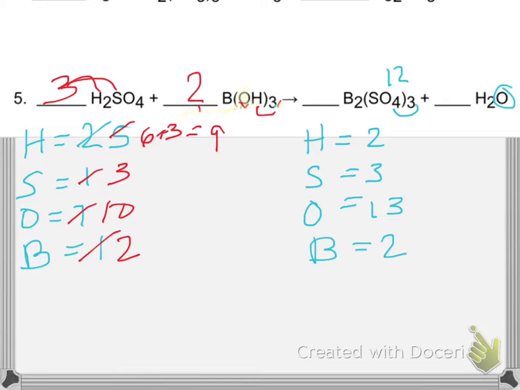That distributes out to S, which is 3. And distributes out to O, which is oxygen. 3 times 4 is 12. Plus the 6 on the other side is going to give us 18. So you might have to change some atoms more times than others, and that's okay. As long as at the end goal, they're all equal.